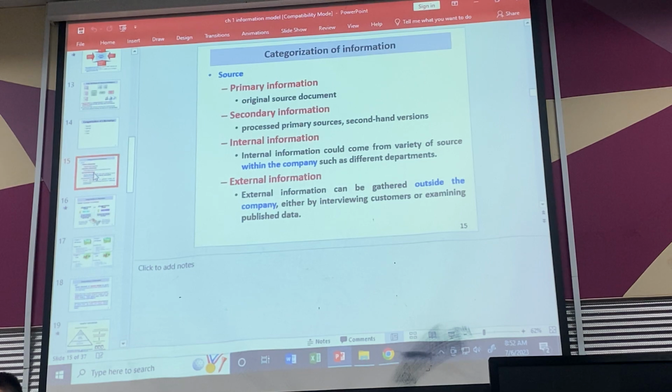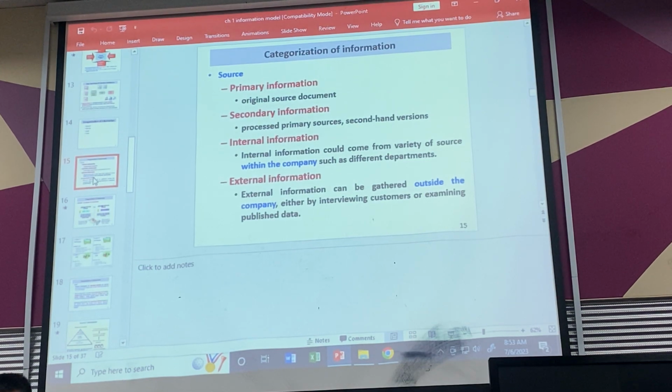Okay, so we are talking about the source, the first category. Source, like primary information and secondary information. Primary and secondary, they are related. Internal and external can be different. Why do I say primary and secondary are interrelated? Because our secondary information is processed from the primary source. So let's say I give you an example regarding the Thai UC.